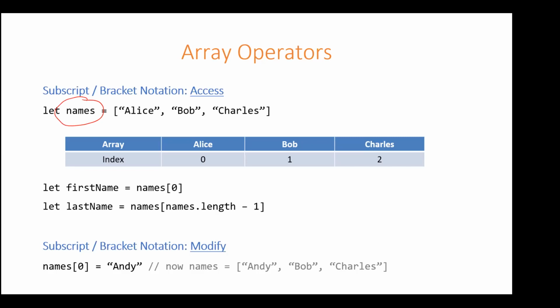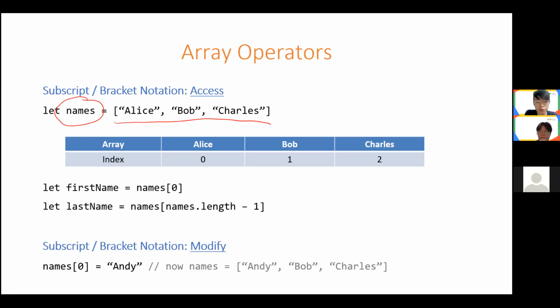If you see here, we have a variable names with an array of strings. We have 3 elements inside this array: Alice, Bob, Charles. The first element inside the array, Alice, will have an index of 0, and the last one will have 2. Similarly, in order to get the first entry, you can just do names square bracket 0. If you want to get the last entry, you can do names dot length minus 1.